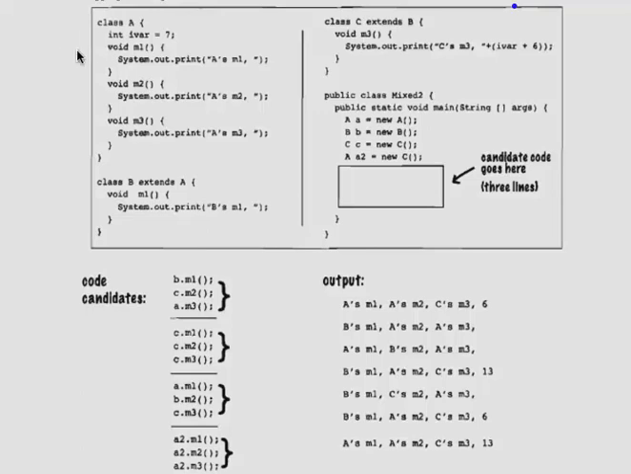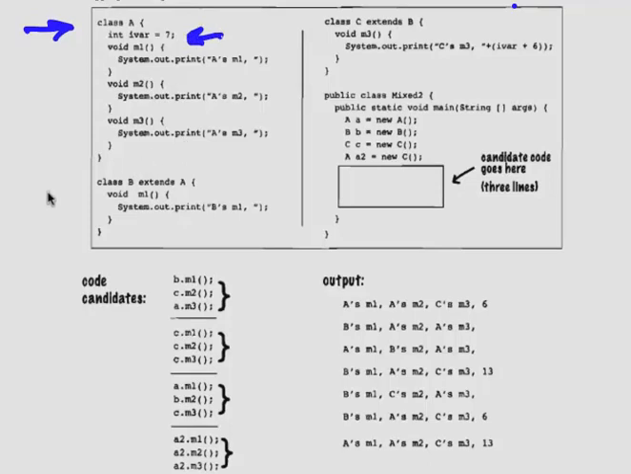We had three classes. We have a class A here, which consists of three methods, M1, M2, and M3, and of course it's got a variable. It's called ivar and equal to 7. It's this one here, right? So that's the parent.